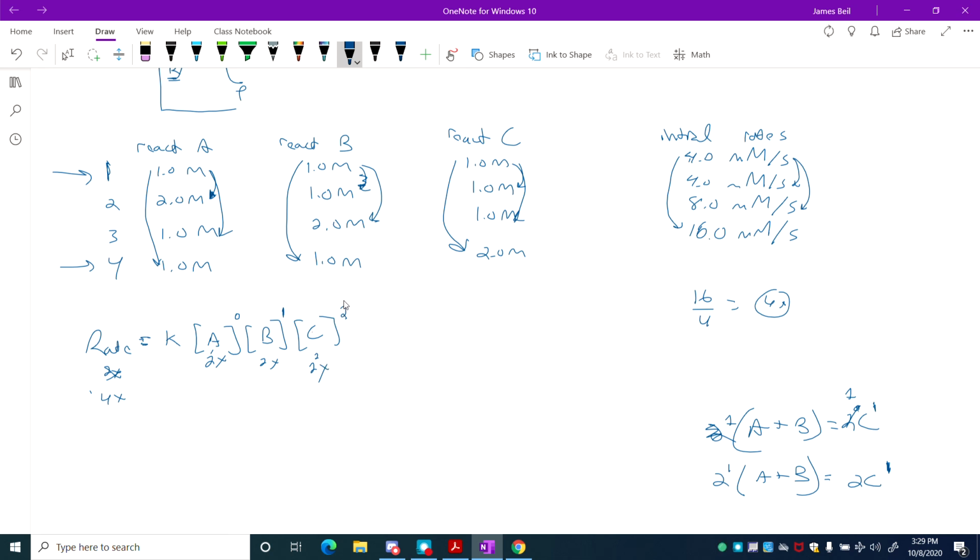So if C is second order, any factor I change that by is going to end up being squared because of this exponent. And so if I multiply the molarity by some factor and I find the rate is multiplied by that factor squared, then I know the exponent is a 2. Any questions about that?